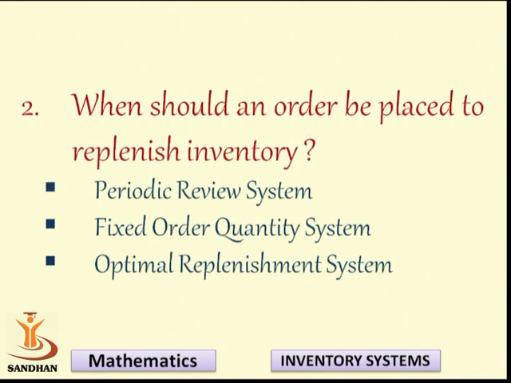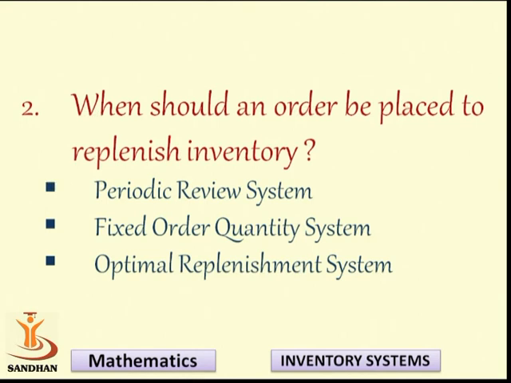Second is the fixed order quantity system. In such cases, a fixed quantity of the item is placed in order to replenish the inventory when it reaches a specified level, which we call the reorder level. This reorder level for every item is fixed beforehand. Whenever inventory reaches this reorder level, an order for a fixed quantity is placed, and hence this kind of system is called a fixed order quantity system.